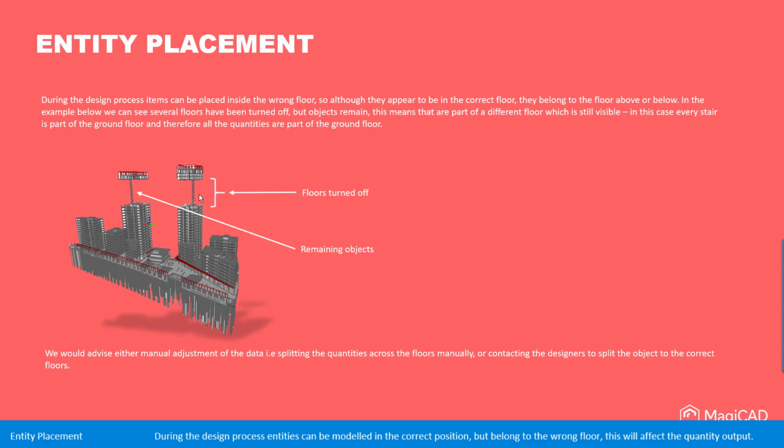And the issue with this is the quantities. If they were modeled on the ground floor, all of the quantity for the entire staircase will be found only on the ground floor. So of course your total quantity would be correct, but it won't give you a true or accurate representation for a floor by floor breakdown. You can see the objects are still remaining here. If you ever come across this type of scenario, we would advise you to manually adjust the data, either by splitting the quantities across the floors manually, or contacting the designer to split the object in the correct manner.